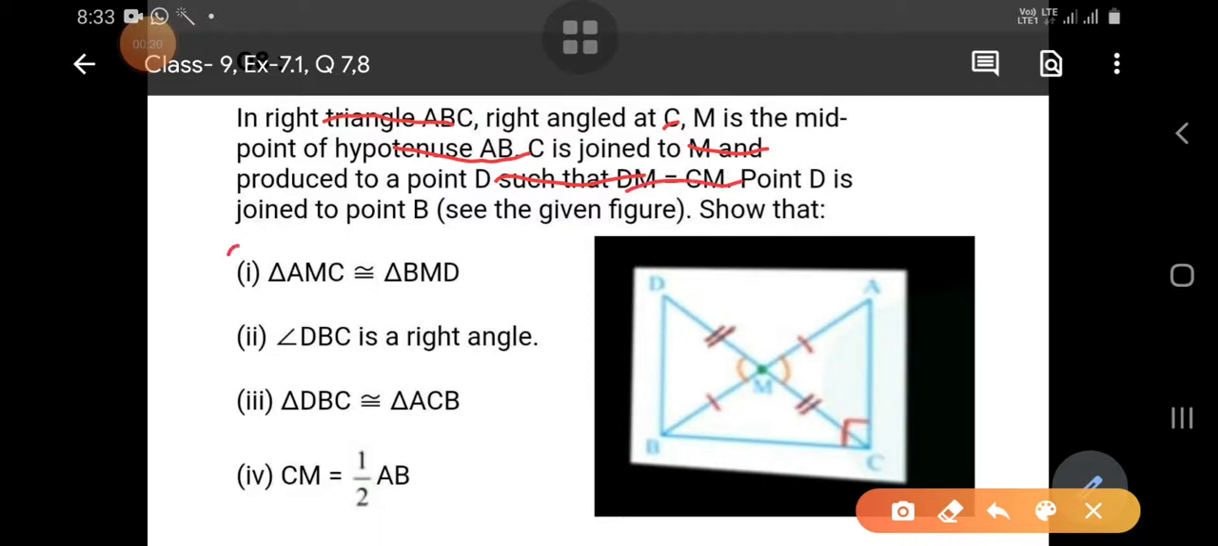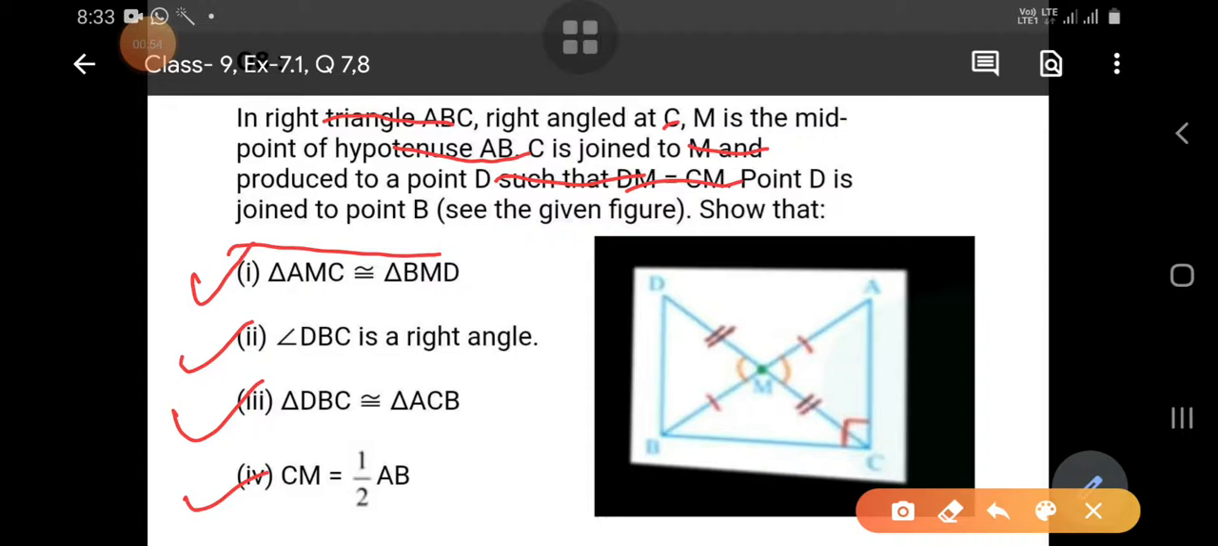Point D is joined to point B. Then show that: first, triangle AMC is congruent with triangle BMD. Second, angle DBC is a right angle. Third, triangle DBC is congruent with triangle ACB. And the fourth one, that is CM is equal to half AB.